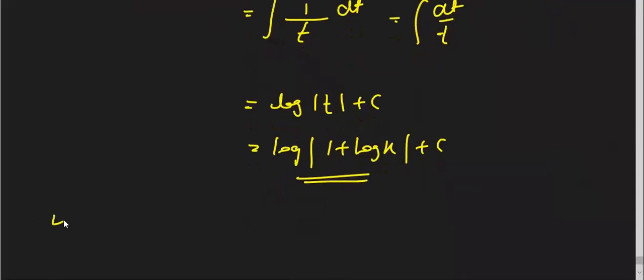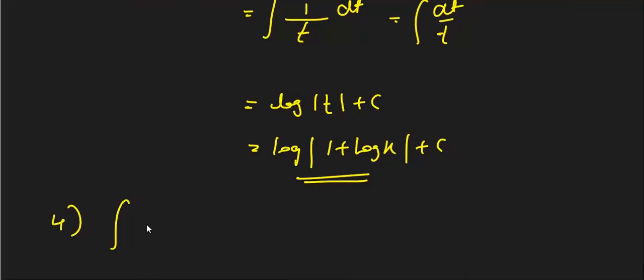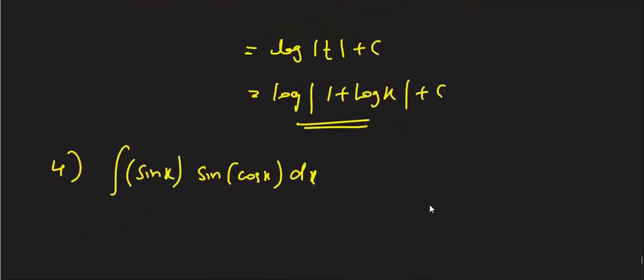Consider fourth question. Integral sin x into sine of cos x dx. Now listen to me. You have a product of two functions, and it is a composite function also. So take the inner function for the substitution, that is cos x equal to t.